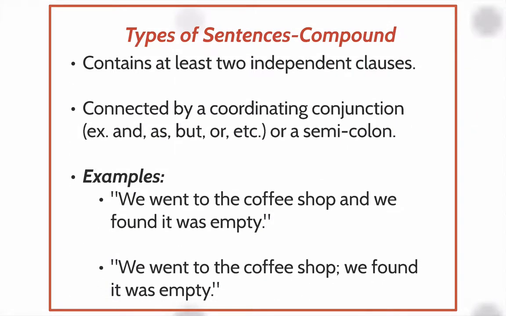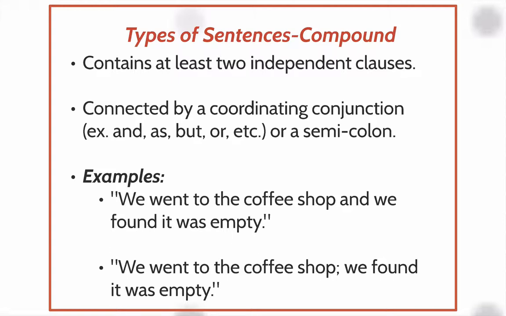We can also talk about compound sentences. This is going to combine 2 independent clauses, but it uses something called a conjunction or a semicolon. A conjunction is just a word that links 2 independent clauses. The example here is, we went to the coffee shop and we found it was empty. That "and" is linking 2 independent clauses.